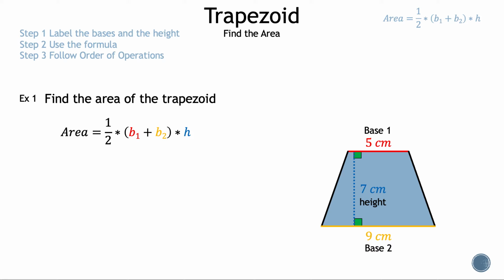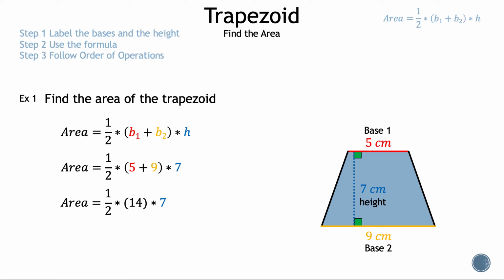Can we switch base 1 and base 2? Yes, we can. We'll still get the same answer, but let's go ahead and substitute it as we have it. And now we have area is equal to 1/2 times (5 plus 9) times 7. Let's continue with the order of operations and add the two numbers, and we get 14 because 5 plus 9 is 14. And now we have area is equal to 1/2 times 14 times 7.